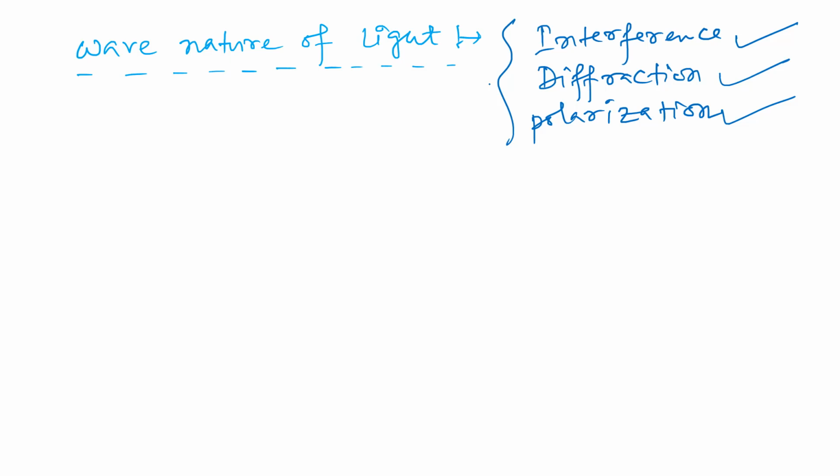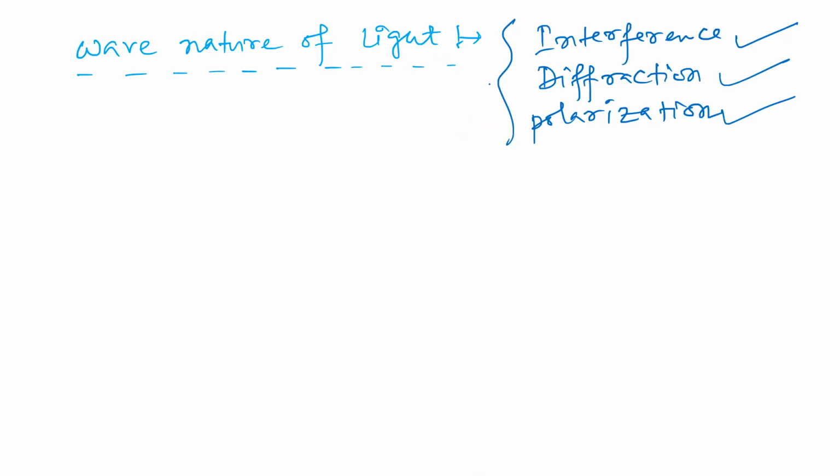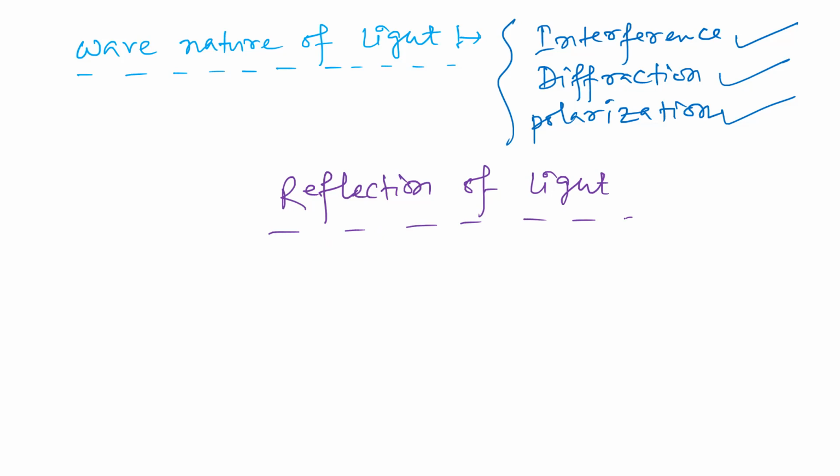Now the wave nature of light can be understood whenever we consider that light is an electromagnetic wave, and we can explain interference, diffraction, and polarization with this wave nature of light. But in this chapter, we have to study the particle nature only. So first of all, we are going to understand what is the reflection of light. I am just giving a small heading: reflection of light.